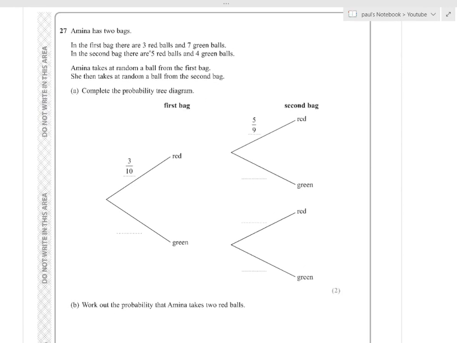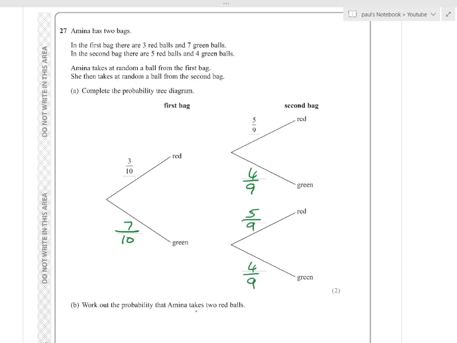Right, Amina has 2 bags. In the first bag there are 3 red and 7 green. In the second bag there are 5 red and 4 green. So that's 9. So you've got 4 out of 9 green. Red ones are 5 out of 9, and this is 4 out of 9.